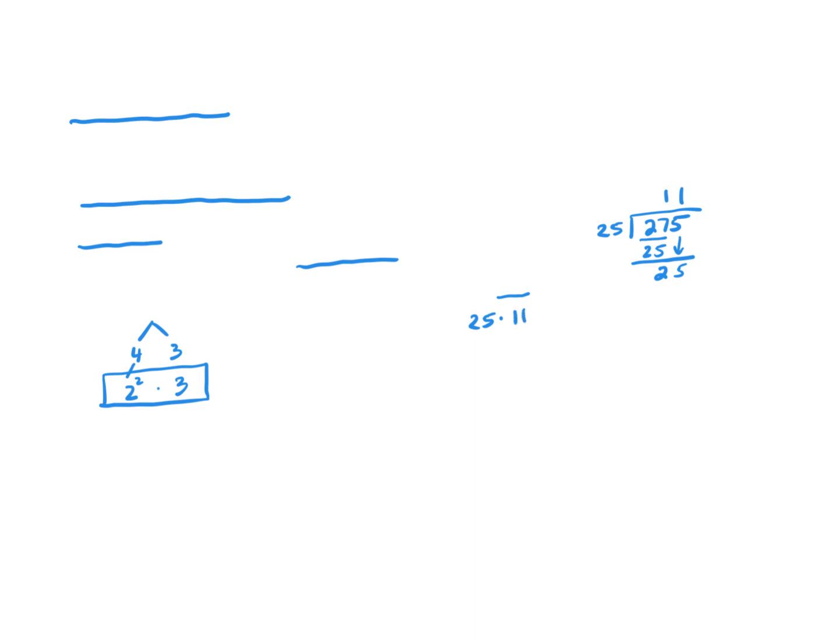And if you look, 2 plus 5 is 7, and there's that number. So we knew from the beginning that 11 would divide into 275. I just saw the 25 first. But 25 is 5 squared, 5 times 5, and then bring down the 11.